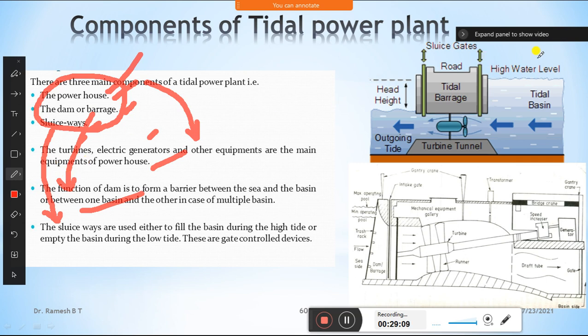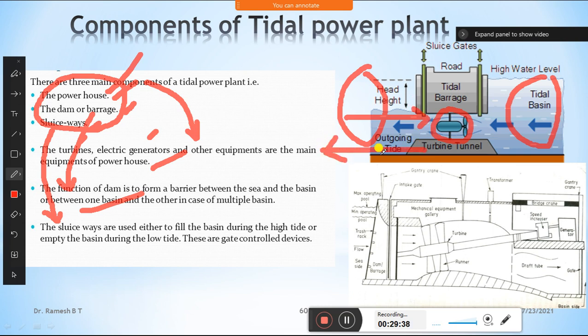Yes, this is a figure which shows the tidal power plant. Here is the tidal basin, and this is the sea, and here is the sluice gate, which is the third component, the sluiceway. Here there is a road, the tidal barrage and the turbine tunnel. Water is flowing in this direction as well as from the basin to outside. Water is flowing in both directions. You just observe, this is another plant layout which explains how the tidal power plant works.